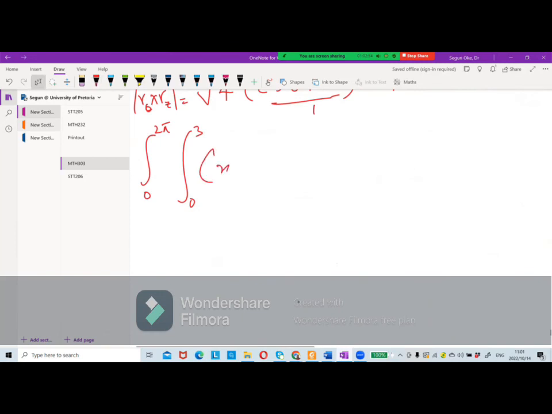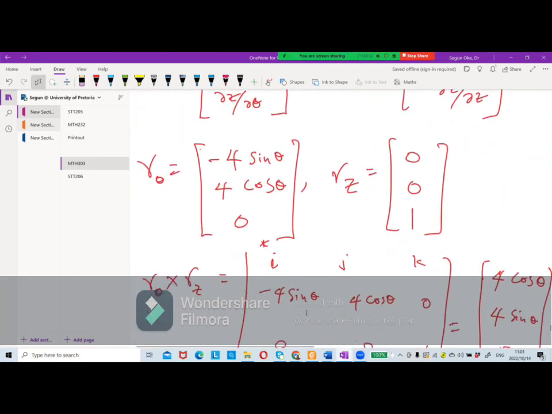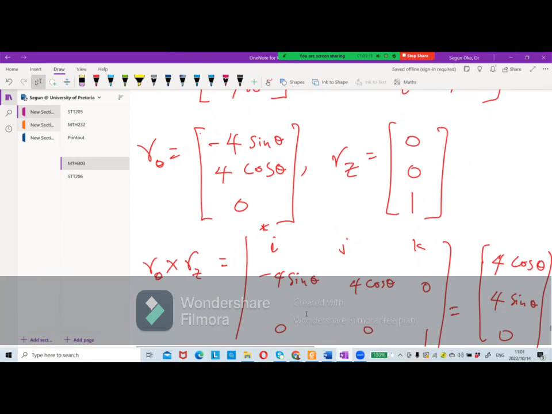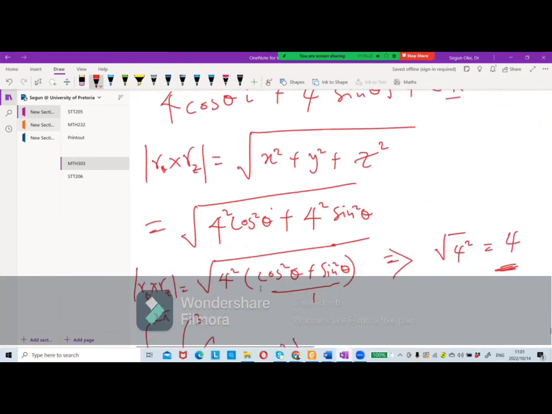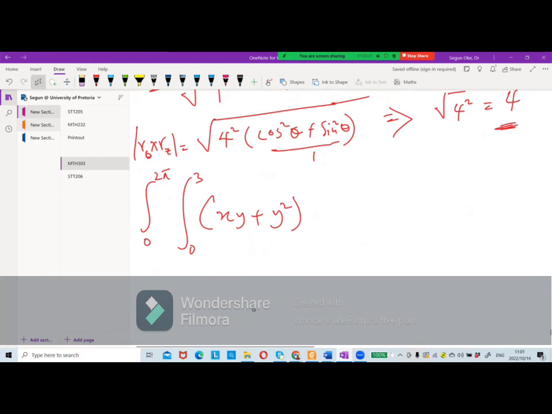Remember, this one is supposed to be xz plus y squared, right? Are you getting the analysis now? So for us to solve the problem, we already have our x and y. They are here. We have x, we have y, we have z. So we can go ahead and substitute into it.